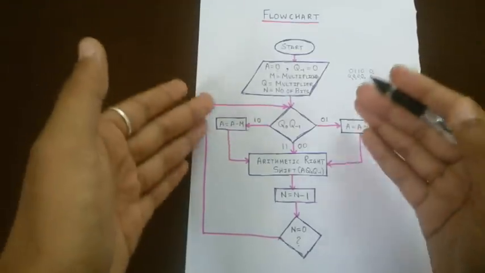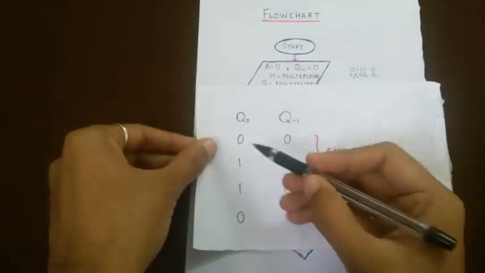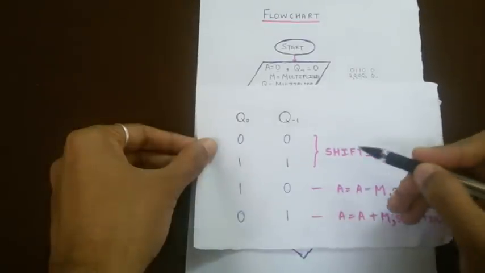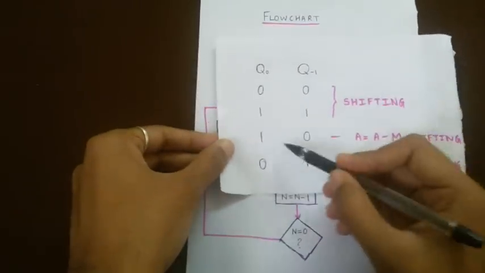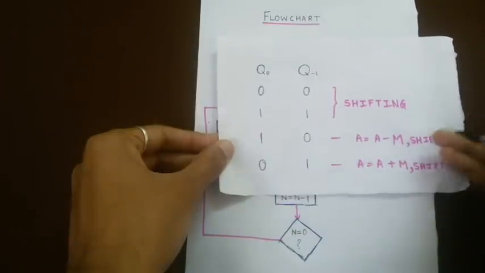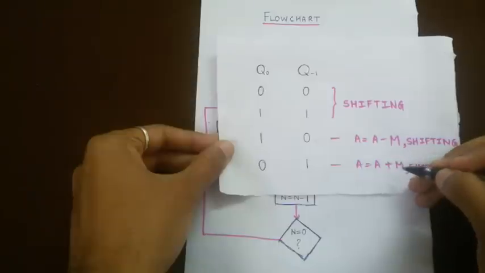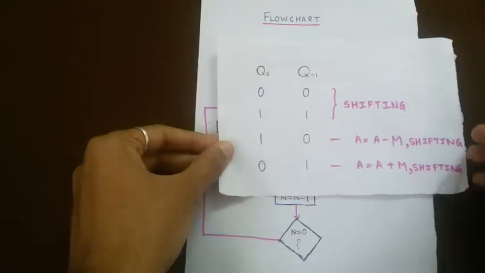Now let's summarize this flowchart. Here we can summarize it as: if the value of Q0 and Q minus 1 is 0 0 or 1 1, we have to perform the right shifting operation, and if it is 1 0, then we have to subtract the multiplicand from the accumulator and then perform the shifting operation, and if they are 0 and 1, then we have to add the accumulator and the multiplicand values and then perform the shifting operation. Now let's take an example.